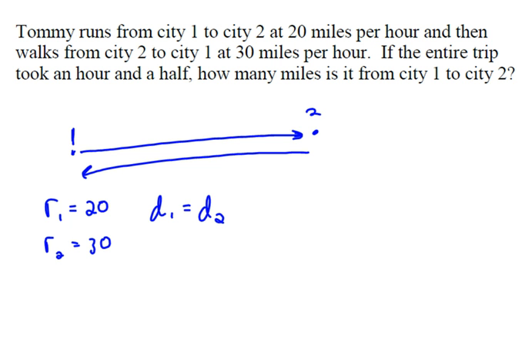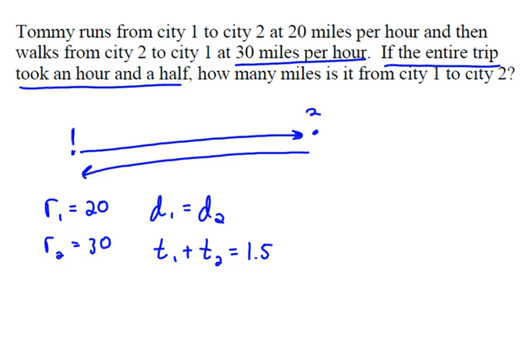And then finally, you also know something about the time, and that is the entire trip from 1 to 2 and back to 1 took an hour and a half, and so that means the time of the first trip plus the time of the second trip equals, and in this case we're going to call it 1.5 hours. Now remember, we needed to do that in hours because our rates were in miles per hour, and so they have to be the same units. And our distance is going to come out in miles as well because we're using miles per hour.